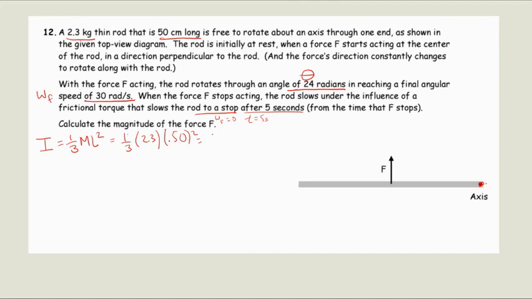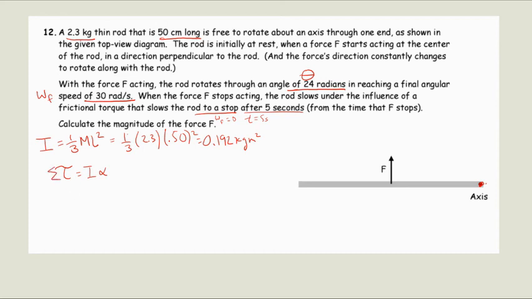That's going to end up giving me a value of 0.192 kilograms times meter squared. So I need to look at what's the speeding up process and what's the slowing down process. In this case, I have my sum of my torque equals I alpha. And what is the sum of my torque?